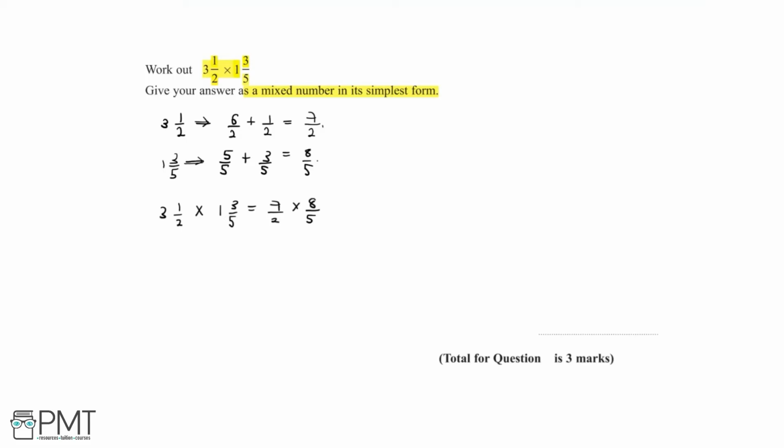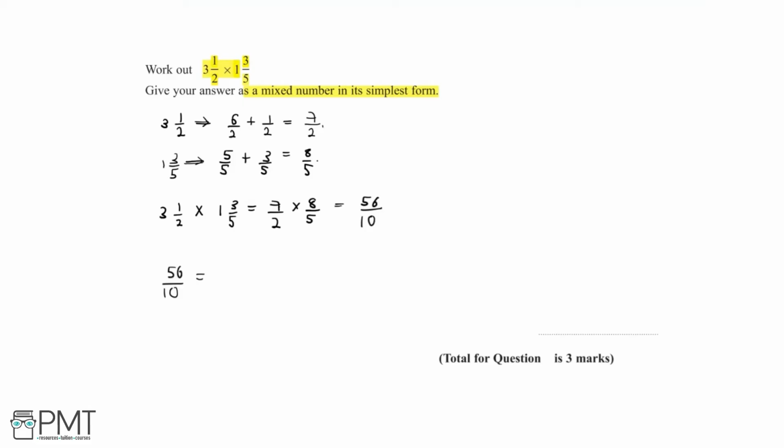We know that when we multiply fractions together, we multiply the numerators and then we multiply the denominators. And so 7 times 8 is equal to 56. And 2 multiplied by 5 is equal to 10. And so we now have an answer of 56 over 10. We need to give our answer as a mixed number in its simplest form.